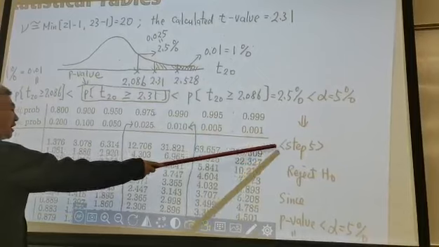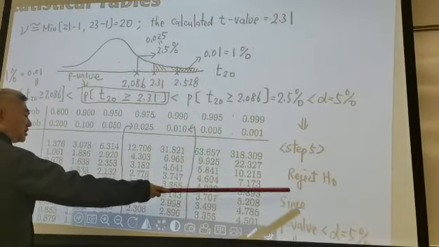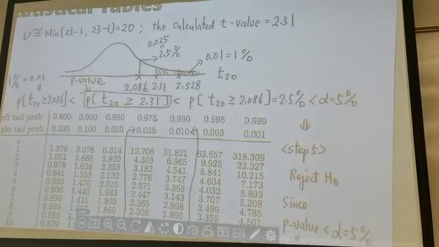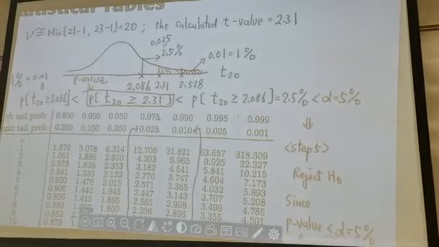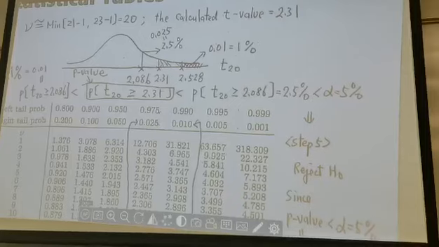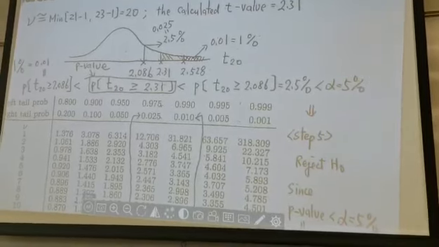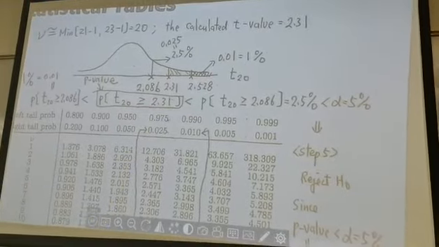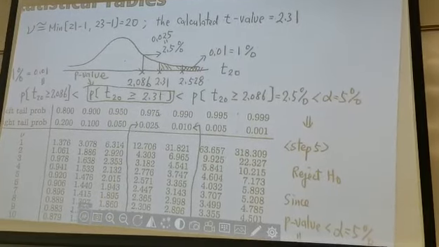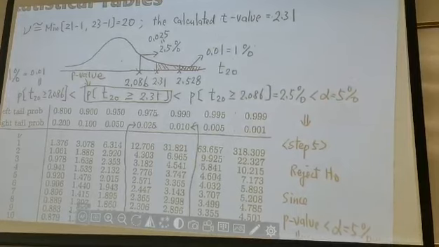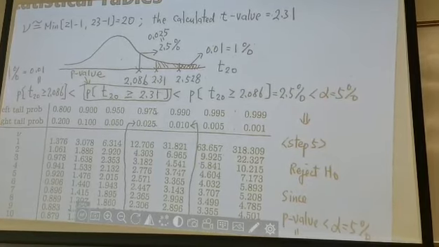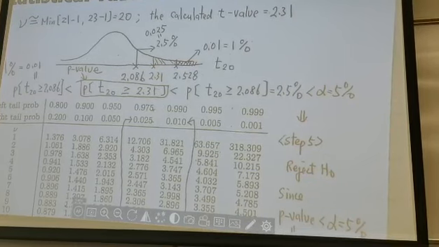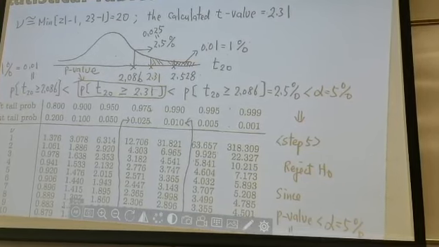So step 5, when we draw the conclusion, we reject H naught since the p-value is less than alpha equal to 5%. So our conclusion is the data is significant enough to reject H naught, because if H naught is true, the chance we're going to see this happen is very small, almost impossible to see. So once we see it, we would rather believe we see it not because H naught is true, but because H naught is not true. That's why we see it. So a small p-value leads to the rejection of H naught. Okay?